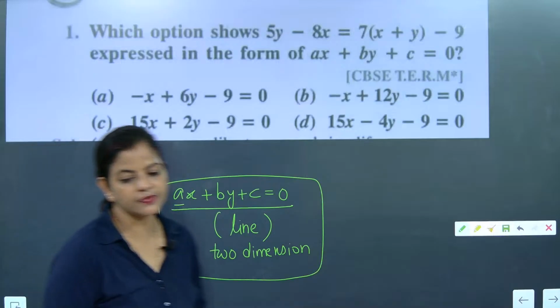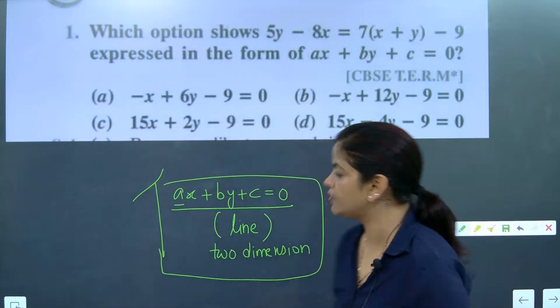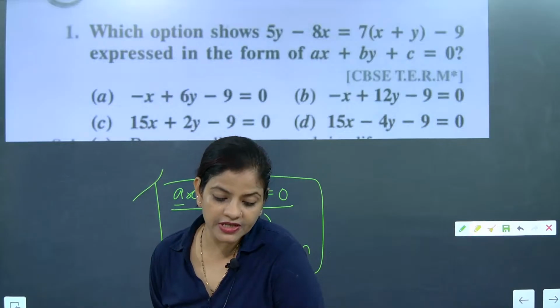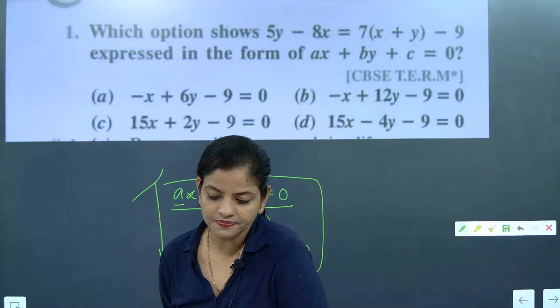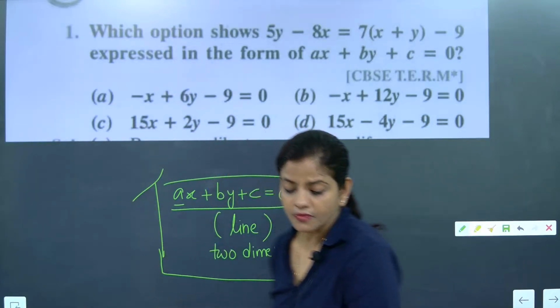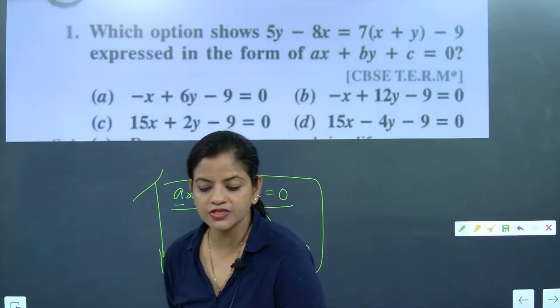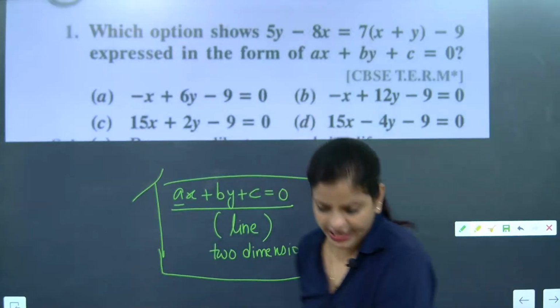Now look at ax plus by plus c equal to 0. When we are discussing ax plus by plus c equal to 0, it is representing a straight line in two dimension. It is a linear format.